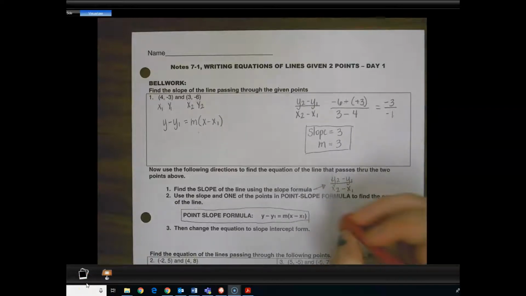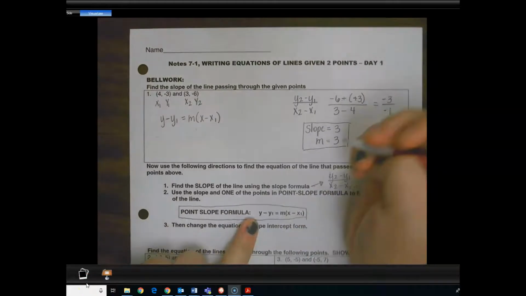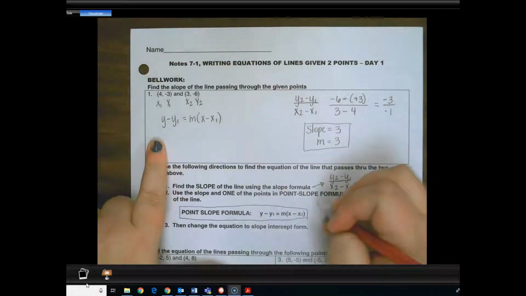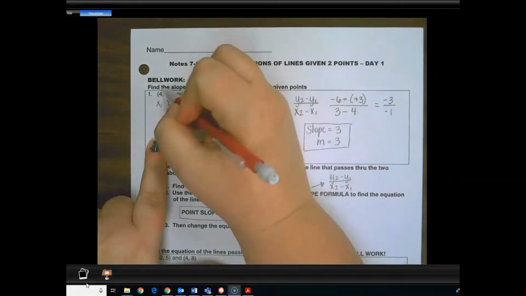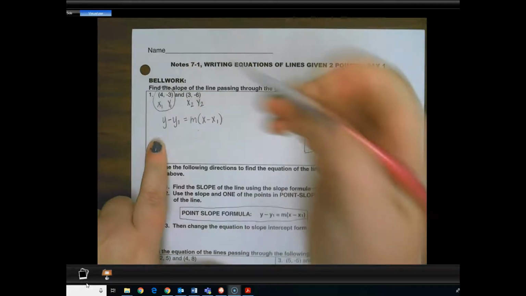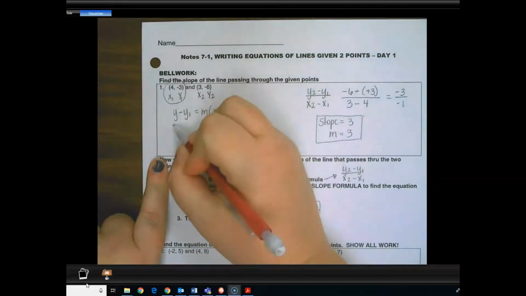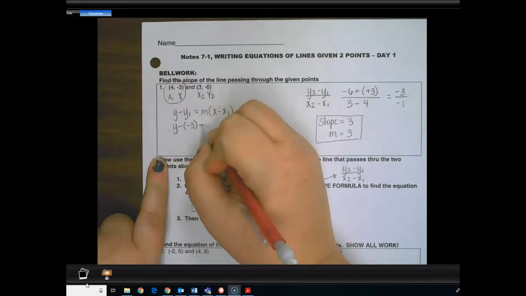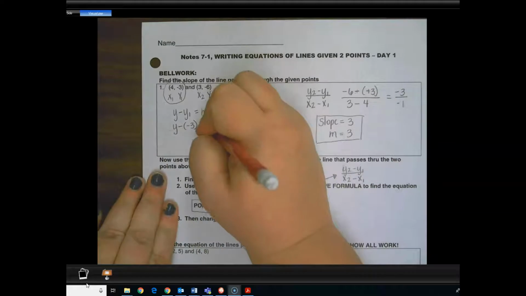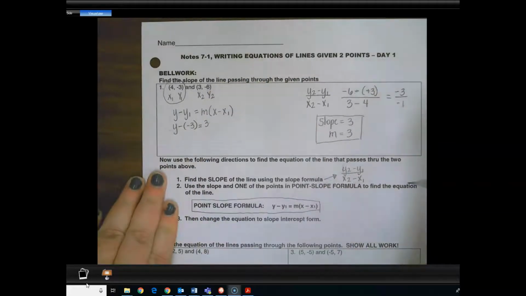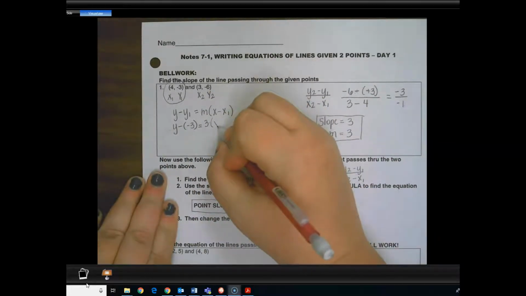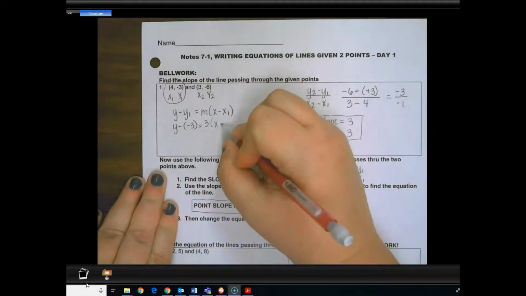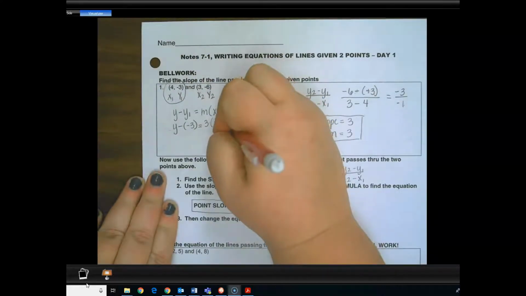All right, so we're going to use this point slope formula. So we're going to pick a point. I rewrote my formula up there. Here I'm just going to use my point 1, okay? So I'm going to keep my y as y minus my y1, which is -3, equals my m, which is 3. I'm going to keep my x as x minus my x1, which was 4.